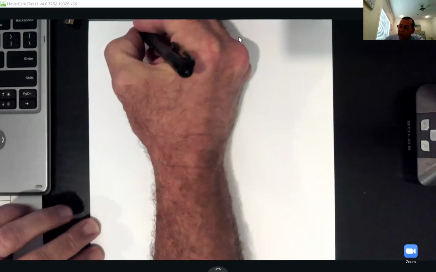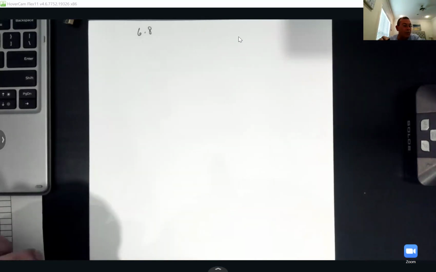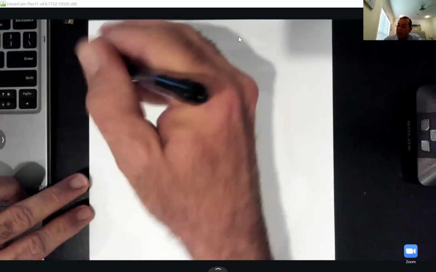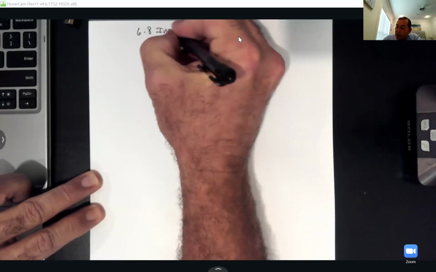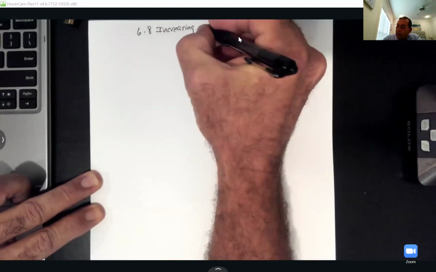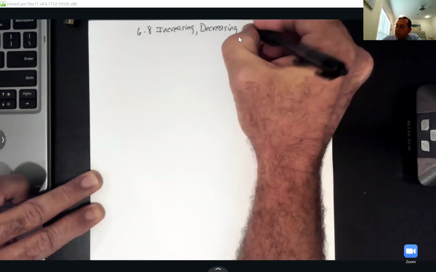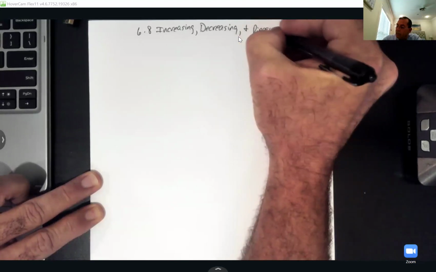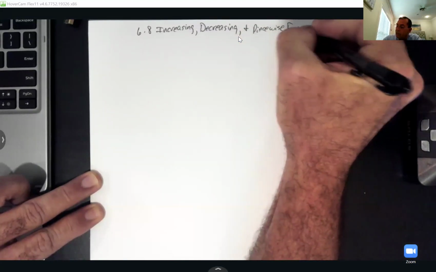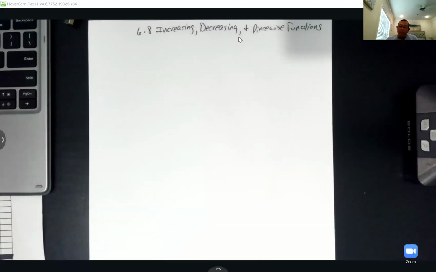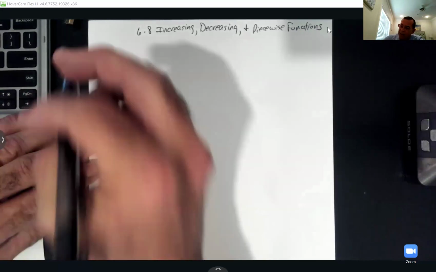All right, y'all. So 6.8 deals with increasing, decreasing, and piecewise functions. Now we've played with the increasing and decreasing. So those are pretty much like we did in 7.5. So they start out with the piecewise functions.